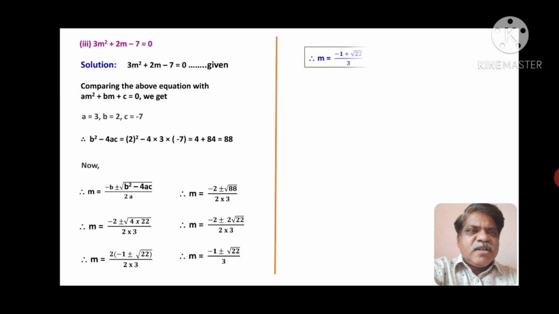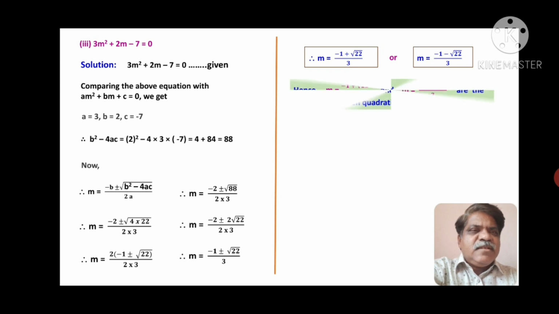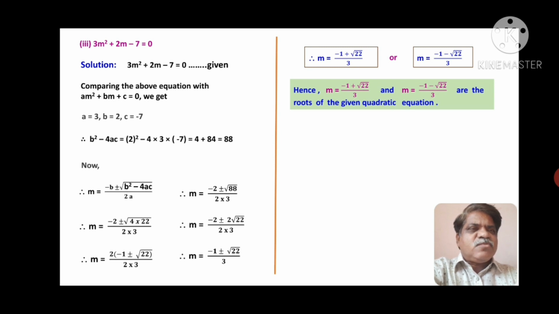Friends, now we can write that m is equal to minus 1 plus root of 22 upon 3 or m is equal to minus 1 minus root of 22 upon 3. Hence, we will get that m is equal to minus 1 plus under root 22 upon 3 and m is equal to minus 1 minus root of 22 upon 3 are the roots of the given quadratic equation.